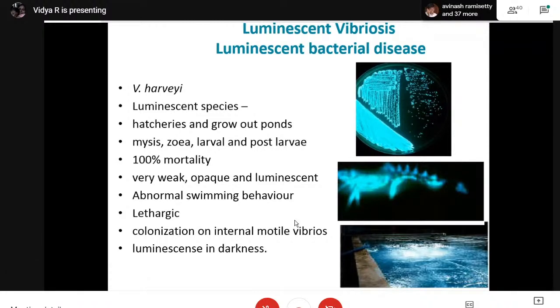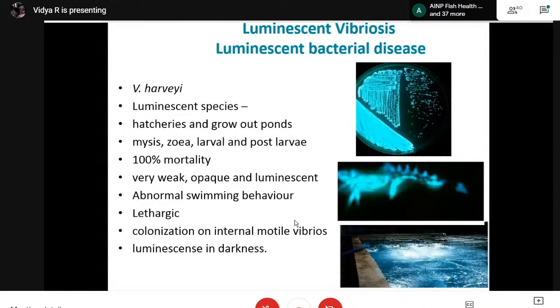bacteria. Vibrio harveyi and Vibrio campbellii glow, they are luminescent, and when the animals are stressed, these bacteria invade the system and fill up the gut and hepatopancreas everywhere, and finally the animal will glow like anything. All stages from nauplii to zoea to mysis to post-larval stages are susceptible, and it causes 100% mortality in shrimp hatcheries. When these post-larvae are taken to the ground for stocking, it can come to the grow-out ponds also. So it makes the animal weak, opaque, and luminescent.